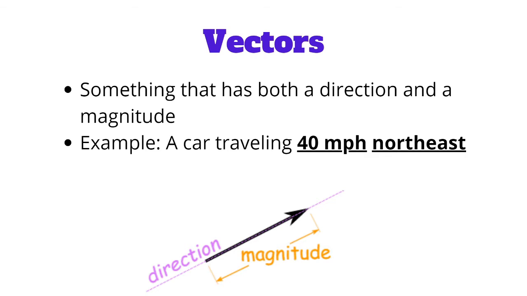And on the bottom, you can also see how you may represent a vector graphically. So on a graph, what you could do is simply draw out the magnitude. So for example, in this case, if it's 40, you would draw 40 units and in the direction that it's going. So in this case, northeast.